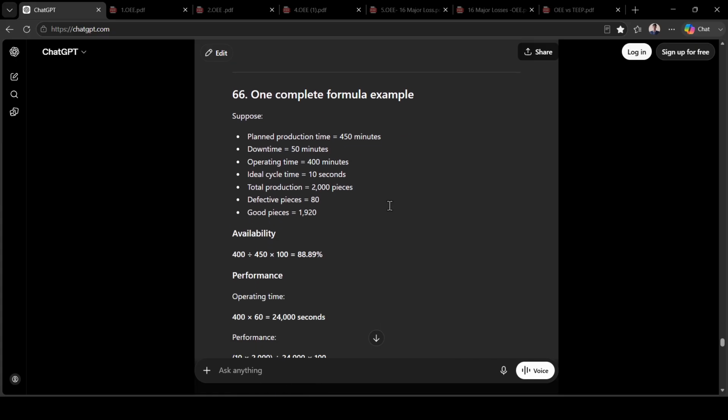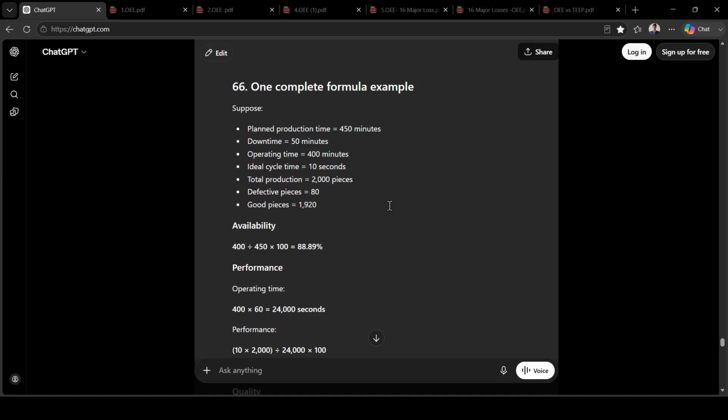One complete formula example. Suppose plant production time is 450 minutes, downtime 50 minutes, operating time 400 minutes. Ideal cycle time is 10 seconds. Total production is 2000 pieces, defective pieces 80, so good pieces are 1920. Availability equals 400 divided by 450 times 100.